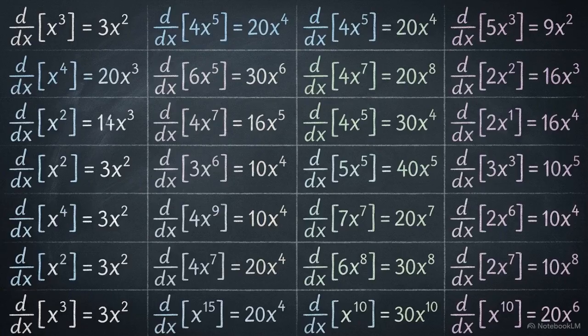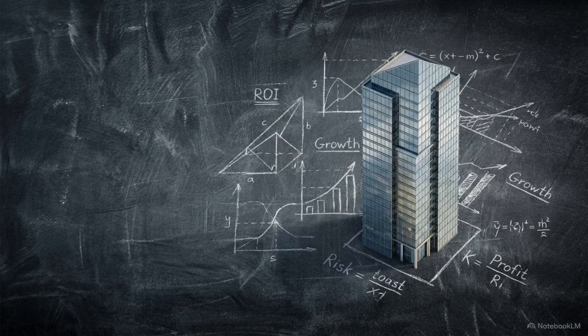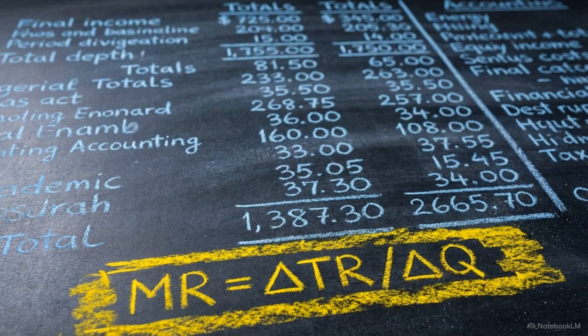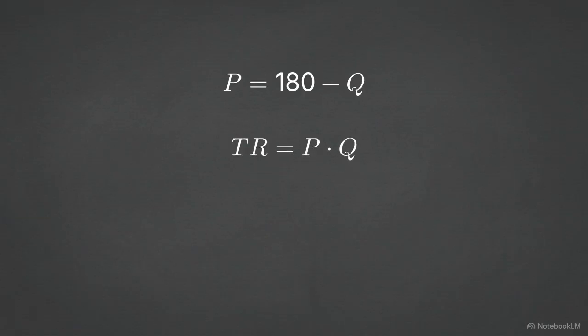Let's apply this rule to corporate finance, specifically focusing on finding marginal revenue. Marginal revenue is precisely defined as the derivative of the total revenue function with respect to quantity. Imagine an inverse demand scenario where the price equals 180 minus the quantity produced. To find the margin, we first calculate total revenue by multiplying the price function by quantity, giving us a total revenue equation of 180q minus q squared.